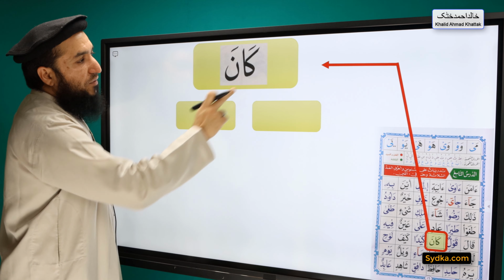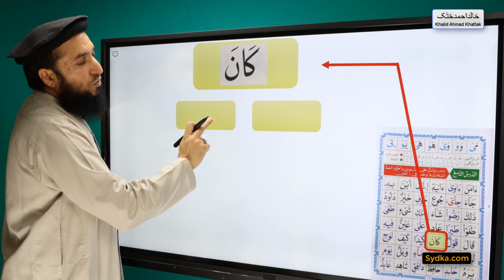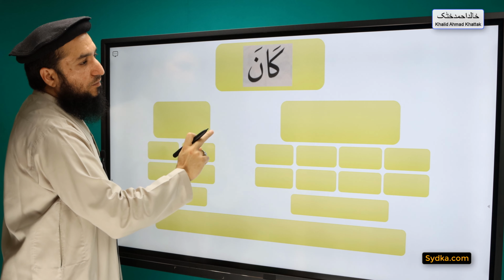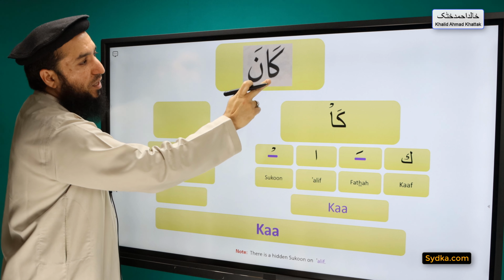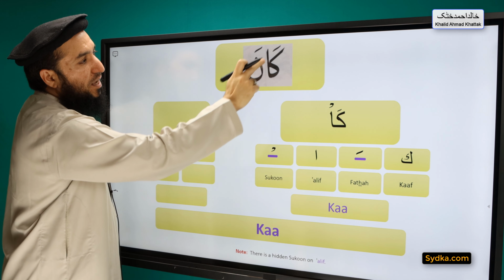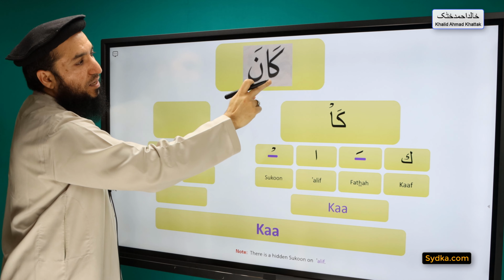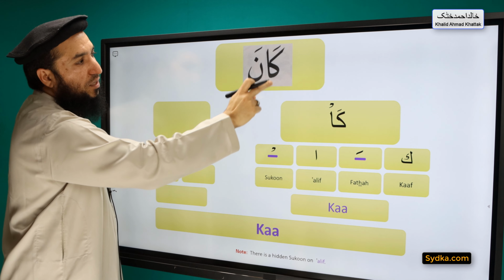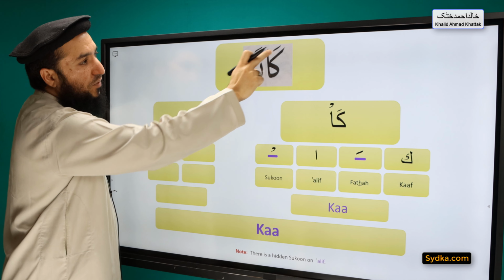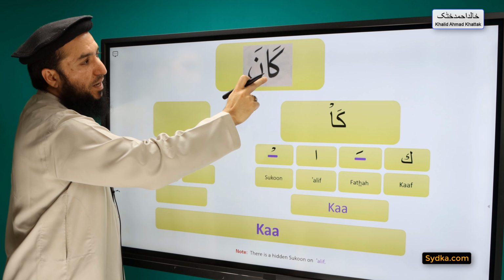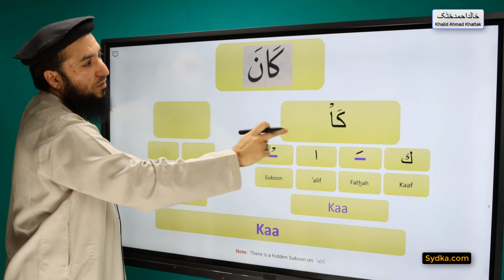The next word we have is Kana. It can be divided into 2 syllables. The first syllable we have is Kaf Fatha Alif Sukoon. That's a hidden sukoon here, and it will be prolonged for 2 counts. Kaf is a light letter. It has Fatha on top of it, and it is followed by Alif, and Alif has a hidden sukoon.